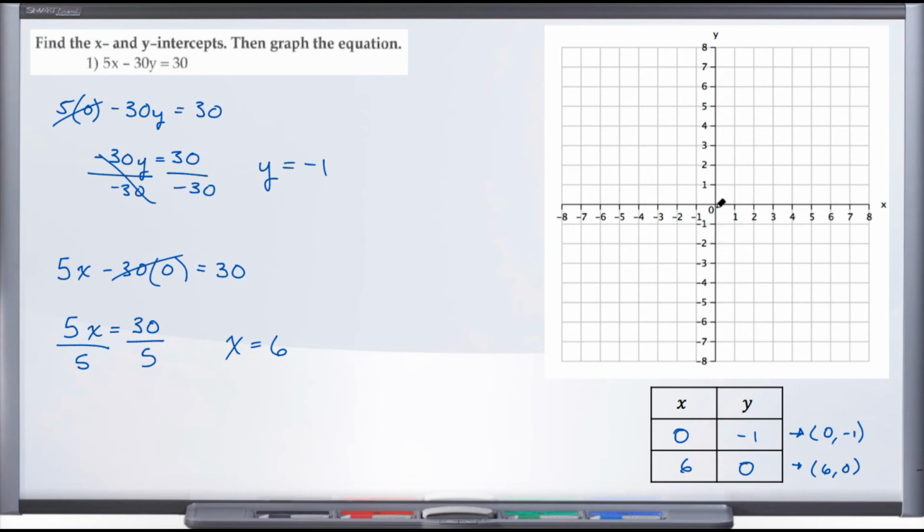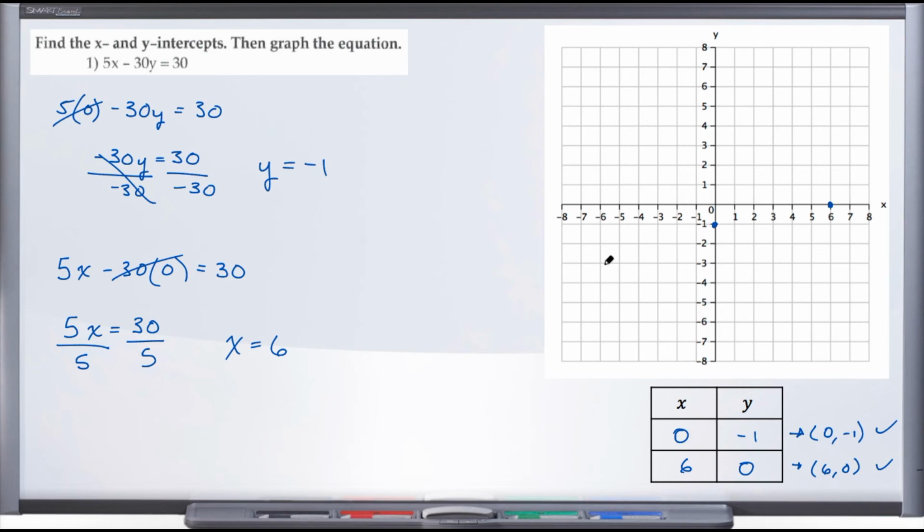So 0, negative 1. 0 on the x-axis, so we're not going anywhere, but we're going down to negative 1 on the y. So there's our first point. And now we're going to go to 6, 0. So 6 on the x, and we're not moving up or down on the y. So right there. As soon as we have 2 points, we're able to connect the dots and have a line, because all we need for a line is 2 dots.